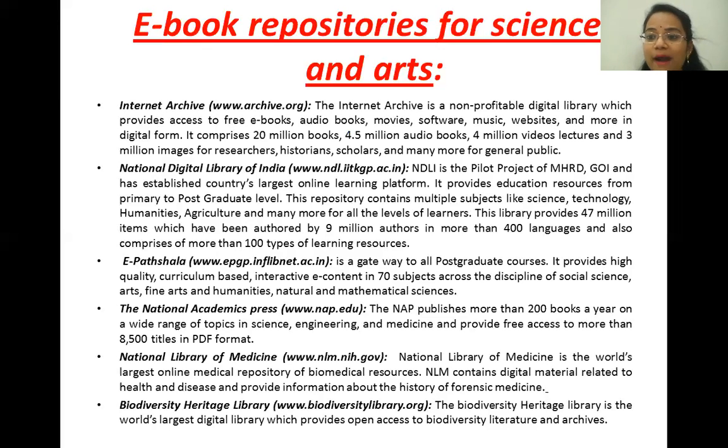This library provides more than 47 million items, which have been authored by 9 million authors and in around 400 languages. After that, e-Pathshala, which is an open gateway to all the postgraduate courses. Then National Academic Press, National Library of Medicine, which is the world's largest online repository of biomedical resources. Then Biodiversity Heritage Library, which is the digital library which provides free access to biodiversity literature and archives.